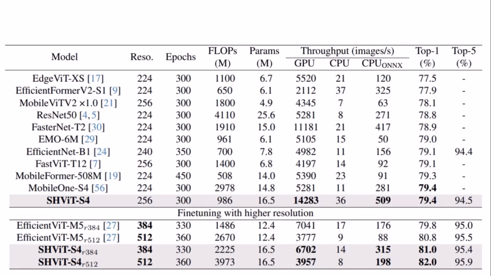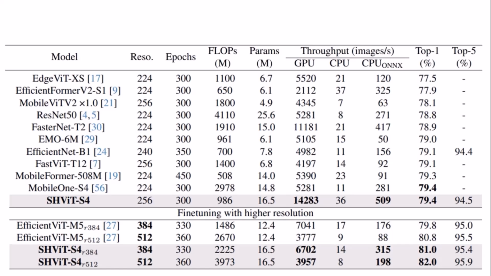And finally, the S4 variant, which was the heaviest one. You can see that even the heaviest one, if you use ONNX on CPU, is in real time, 509 images per second. That's quite impressive. And you can see that it's again around 3 times faster than the state of the art while maintaining the same accuracy. We can also increase the resolution from 256 to 384 or 512 and increase the accuracy even more. On the last row, you can see that it is 82% top 1 accuracy, and on CPU with ONNX, it is still real time.